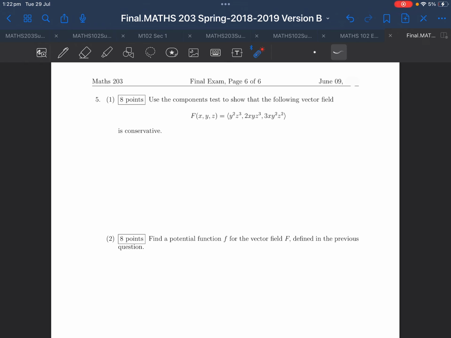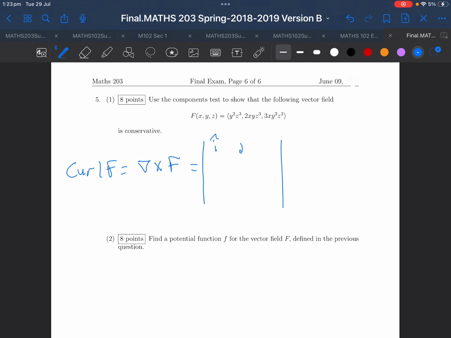Last question here is we have to use the component test to show that this vector field is conservative. Now this vector has x, y, z, so the easy way to do it is to use the curl. If the curl, which is the gradient of f cross f, is equal to 0, it means conservative. Let's try it.